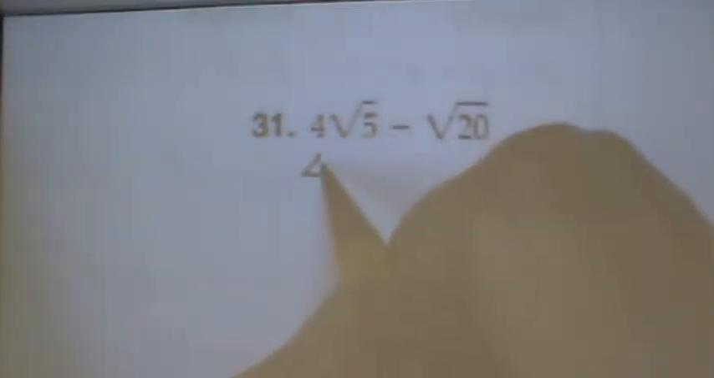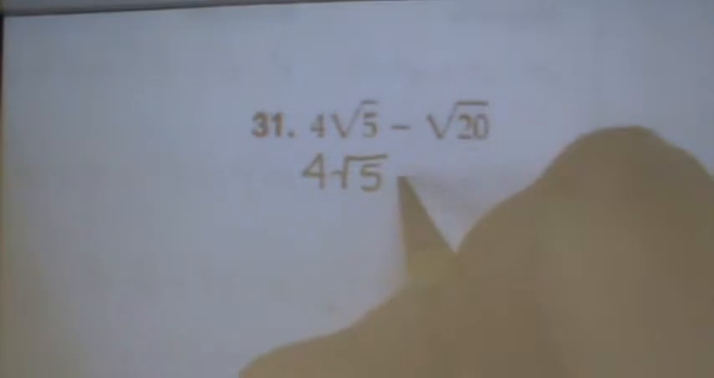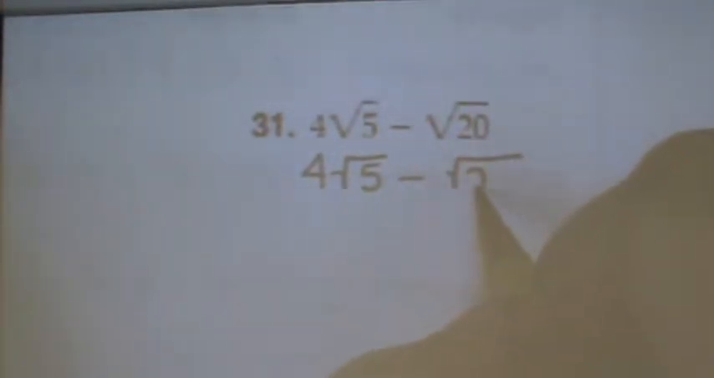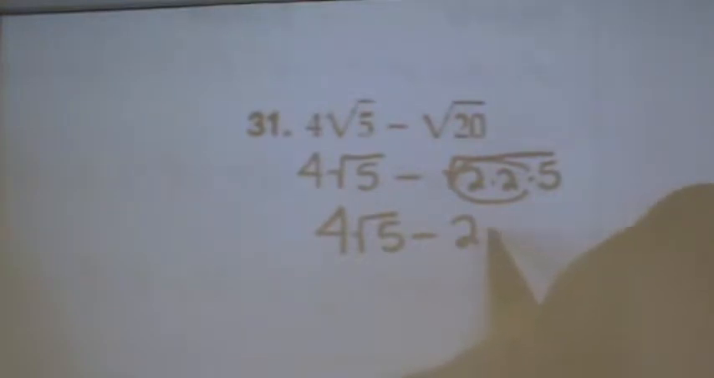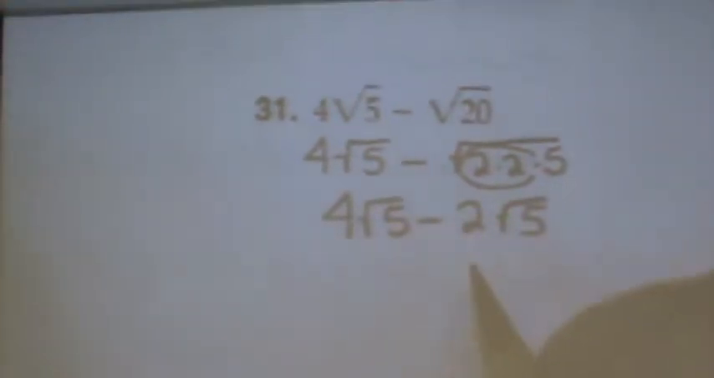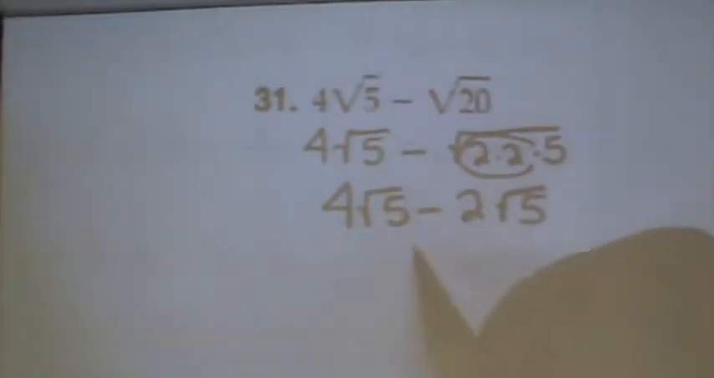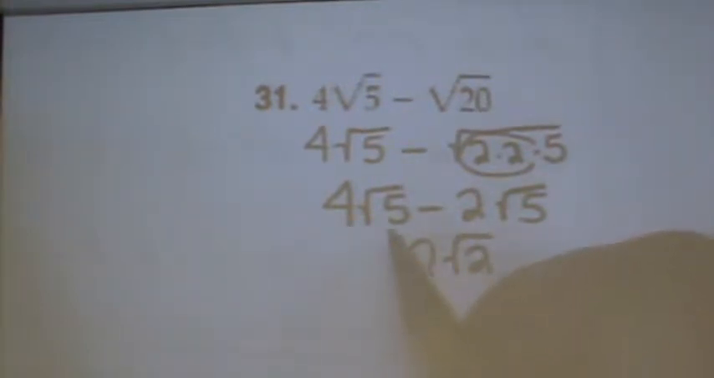Pre-calculus, second part of 5.1 homework. Number 31, you are going to subtract these radicals. They're both the same index of 2, so you're going to simplify. This is 2 times 2 is 4 times 5 is 20. So you pull the 2 out. So you have 4 root 5 minus 2 root 5. Since the indexes and the radicands are the same, the answer would be 2 root 5.